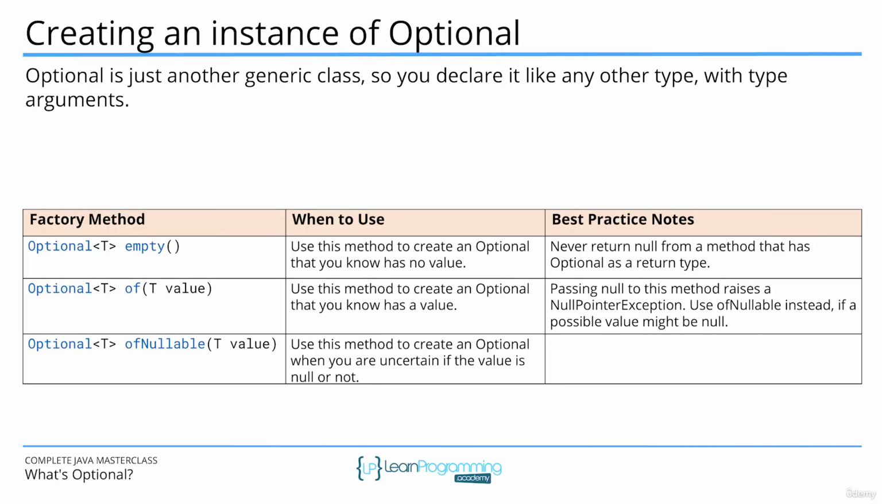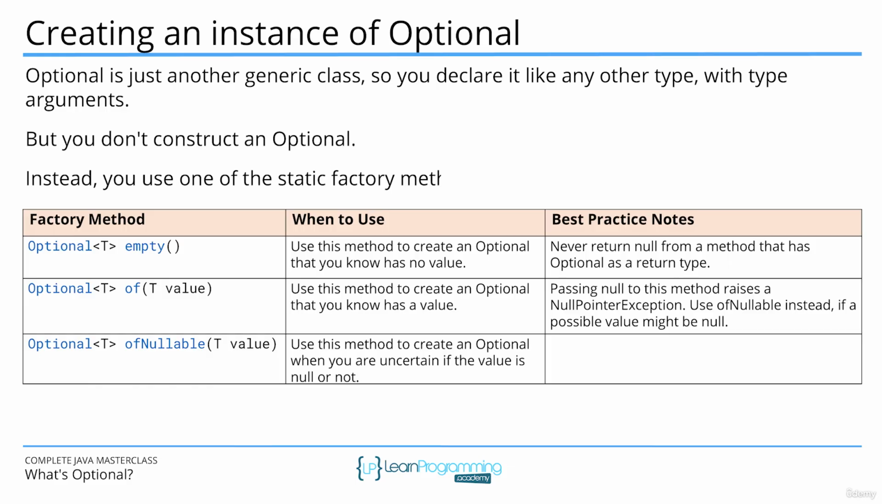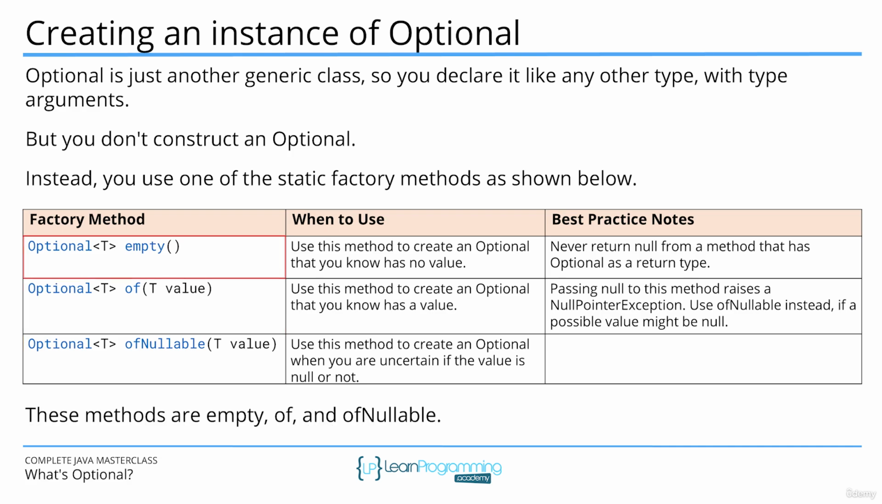Optional is just another generic class, so you declare it like any other type with type arguments, but you don't construct an Optional. Instead, you use one of the static factory methods as shown below. These methods are empty, of, and ofNullable. This will probably make a lot more sense if you see how it looks in code, so let's get back to that.